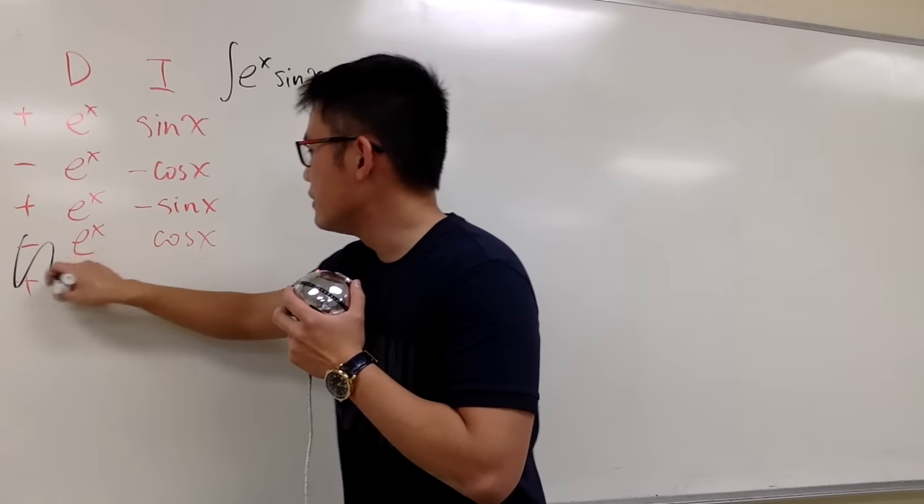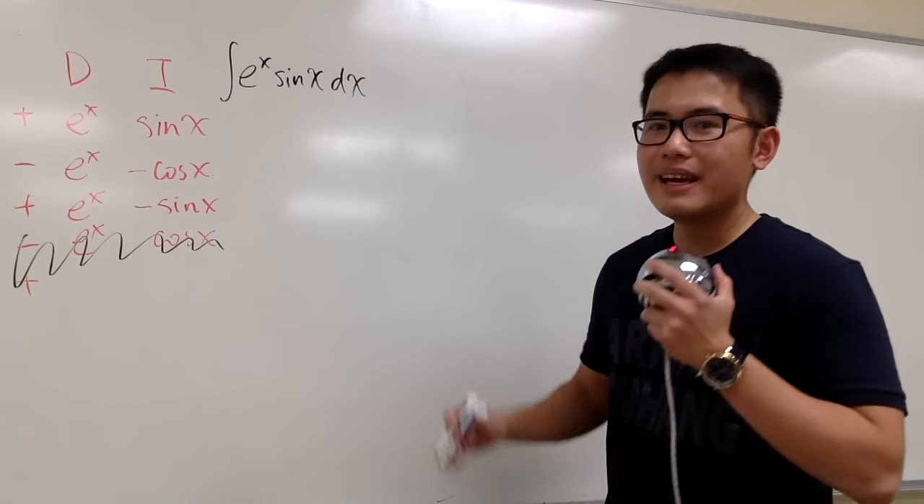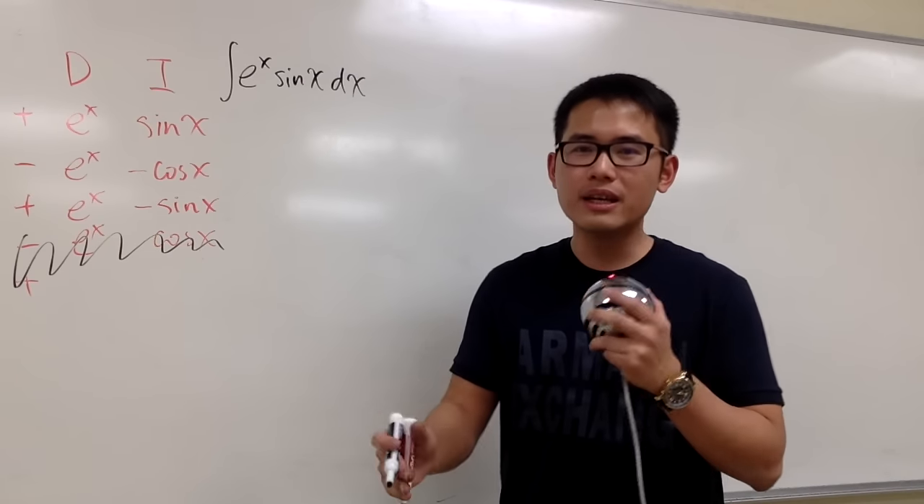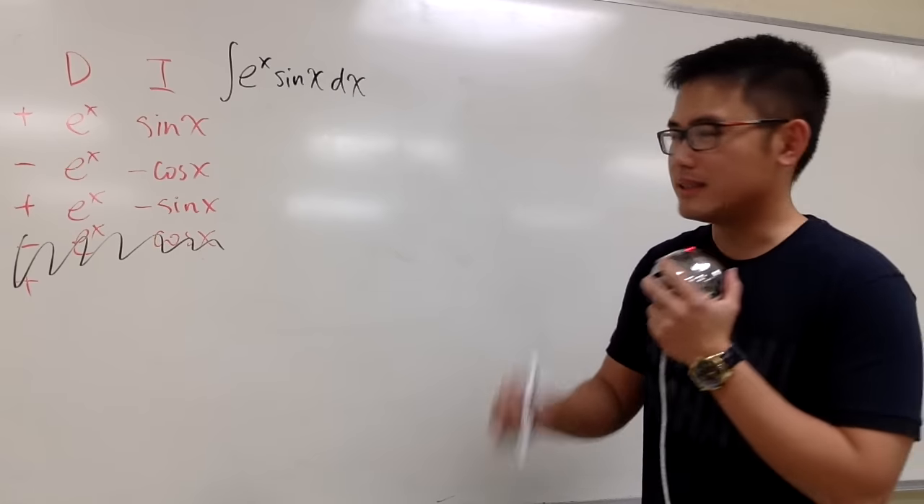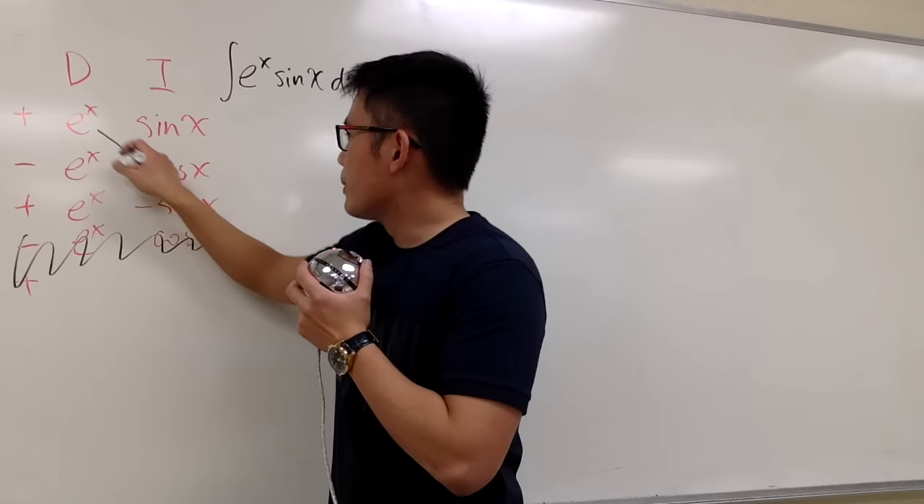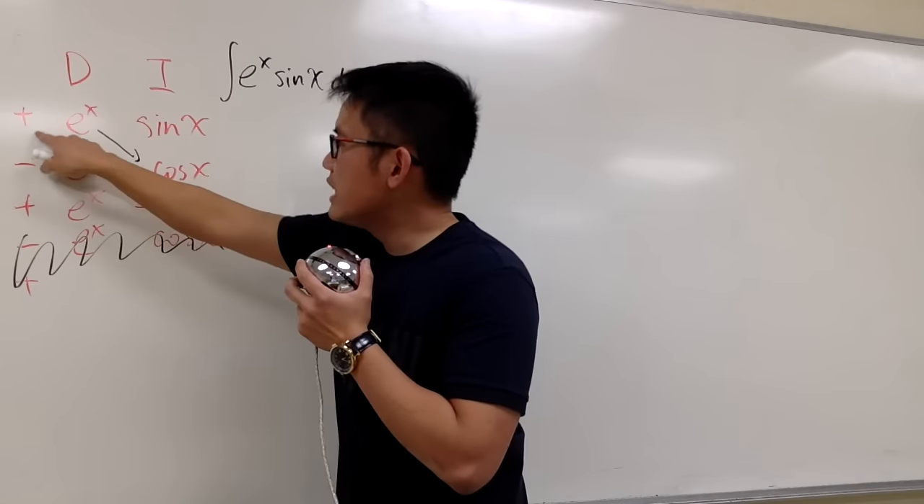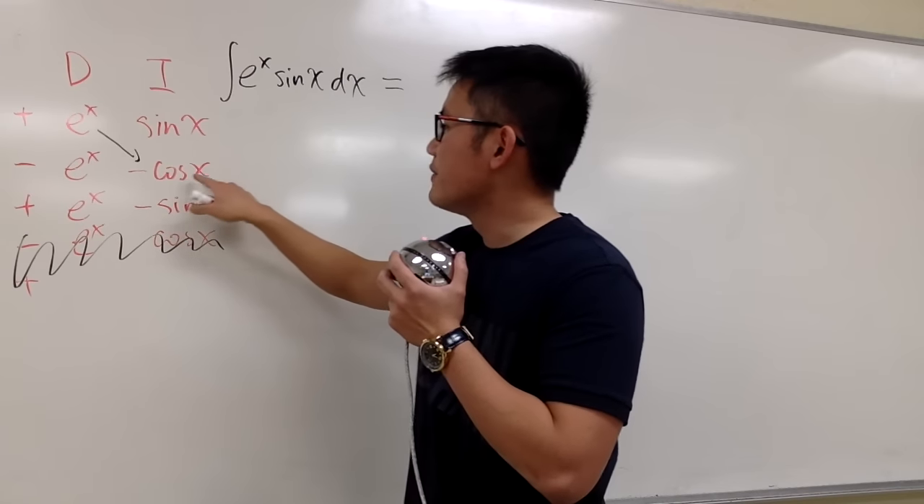I don't need to have this right here anymore. So let me just cross them out, okay? And now we can construct the answer part and also the integral part. Let's see. Make sure you do the product of the diagonal along with this sign. We will first have positive e to the x times negative cosine x.